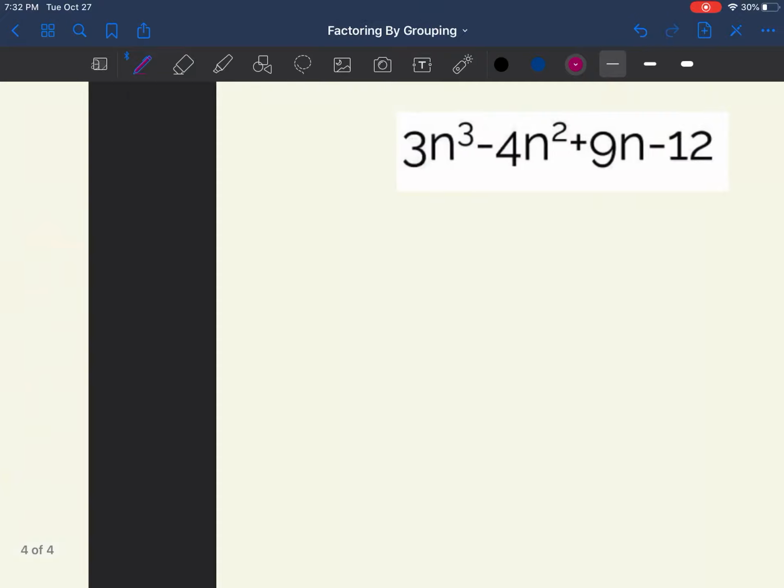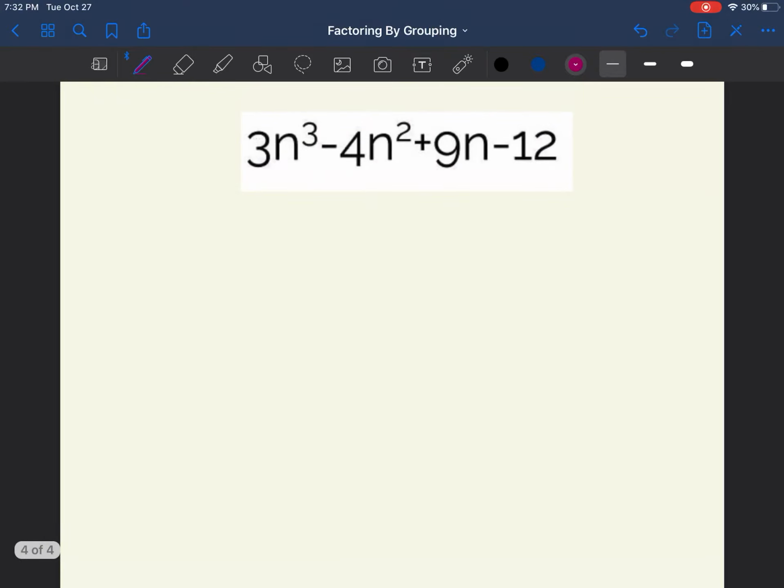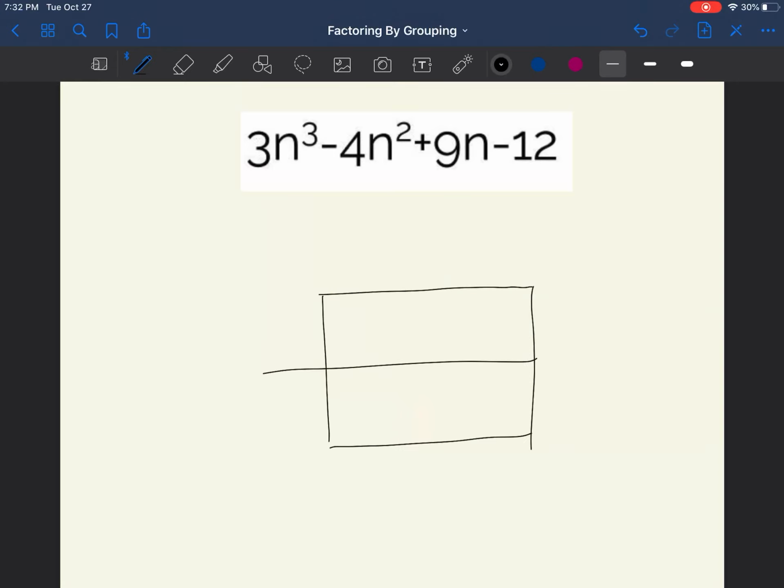So the second one here looks like this. All right, we got some minus signs. That may change things up a bit. Always my first step, I'm just going to go ahead and draw my box. All right, and fill it in. We have 3n to the third, minus 4n to the second, 9n, and then minus 12 down here.